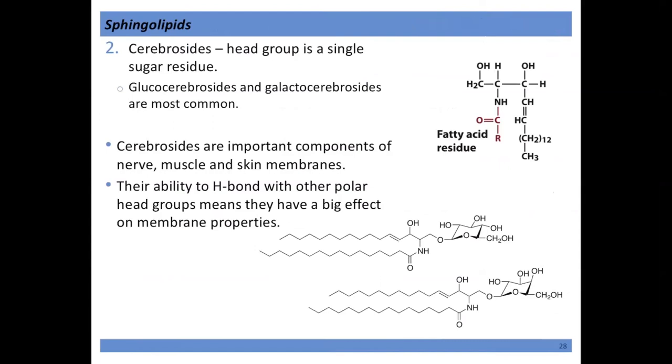Okay, so you can also attach sugars directly to that alcohol. Now, you don't have the phosphates like we saw in the glycerol phospholipids, but you can attach sugars there, and these are called cerebrosides. So they're important components of nerve, muscle, and skin membranes, and so they can hydrogen bond with polar head groups. So they have a big impact on membrane properties. Now, they're not charged because they don't contain the phosphate. We're lacking the phosphate group here. We're connecting the sugar directly to essentially the ceramide there.